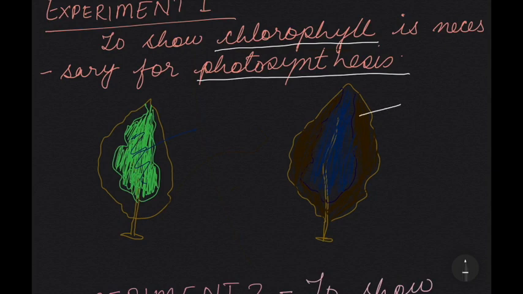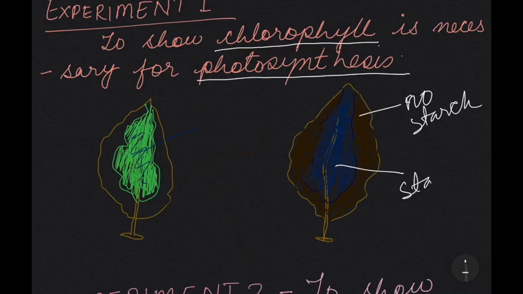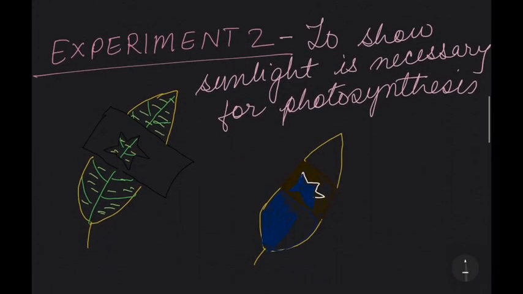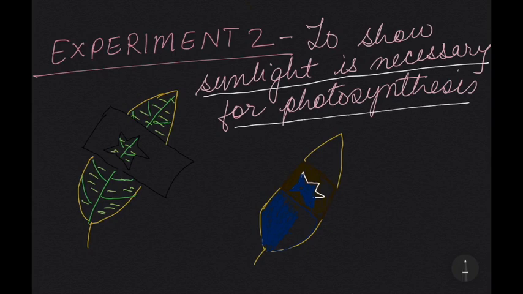So this portion does not have starch. Okay, it does not have any starch. So the portion which had starch turned blue-black in color. Next, we come to the second experiment to show that sunlight is necessary for photosynthesis.